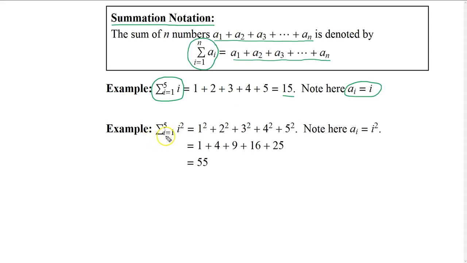Let's look at this one down here. If we want to look at the sum from i equaling 1 to 5 of i squared, so now the a sub i's are i squared, then that would be 1 squared plus 2 squared plus 3 squared plus 4 squared plus 5 squared. And evaluating each of these, we get this summation. And if you add all those up, you'll see that you get 55. So this is summation notation, and we'll be using this as we try to define the area underneath the graph of a function.